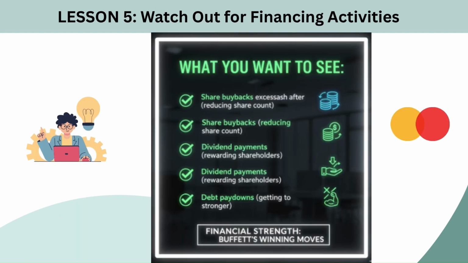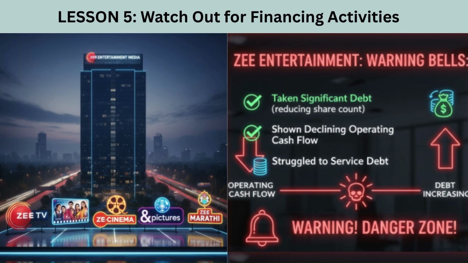What you want to see: share buybacks, reducing share count; dividend payments, rewarding shareholders; debt paydowns, getting stronger. Example, red flag: in recent years, Zee Entertainment has taken significant debt, shown declining operating cash flow, and struggled to service debt. When you see operating cash flow declining but debt increasing in financing activities, warning bells should ring.